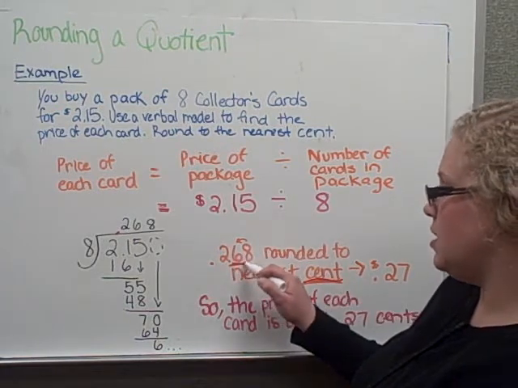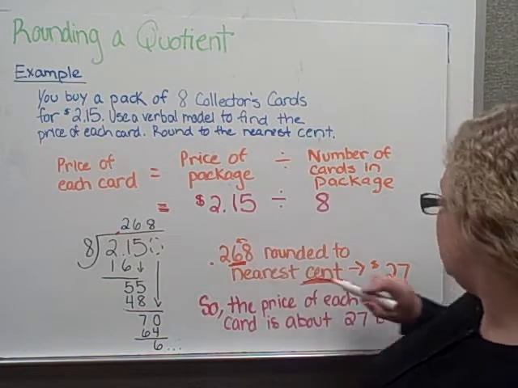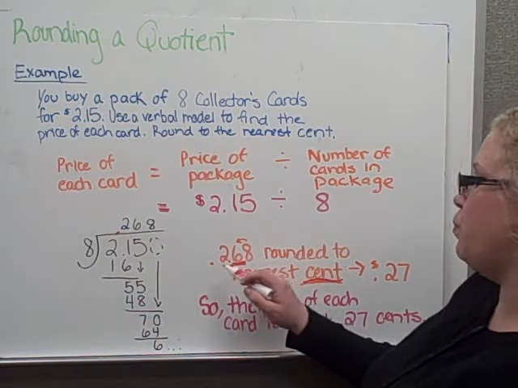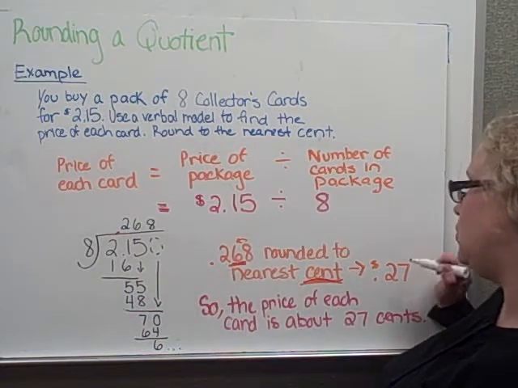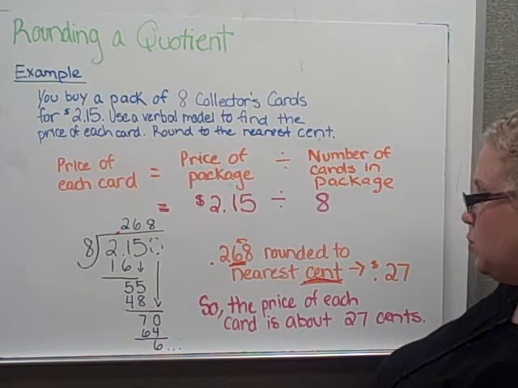So if we look at each cent, and we look at the digit to the right of that, since 8 is greater than 5, we round up. So 0.268 now becomes 0.27 or 27 cents. So the price of each card is about 27 cents.